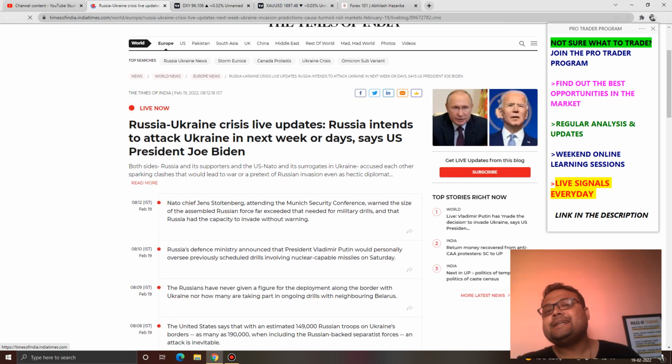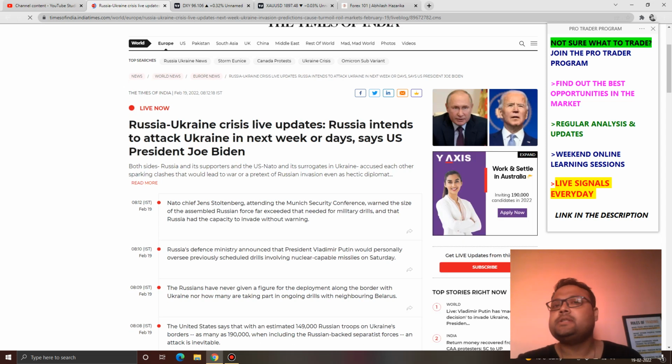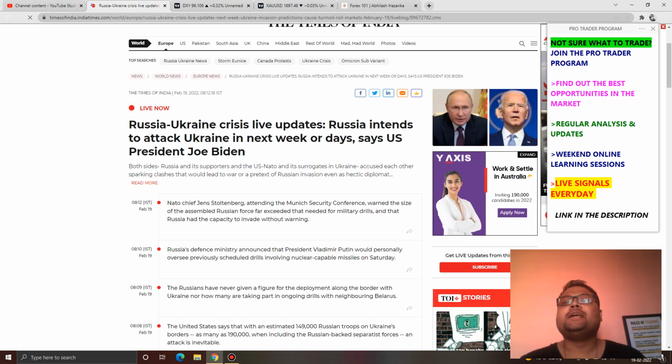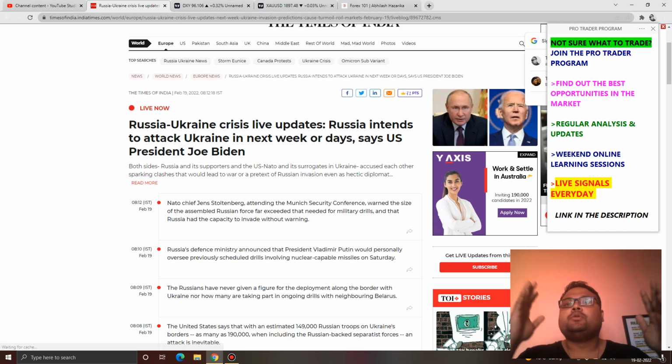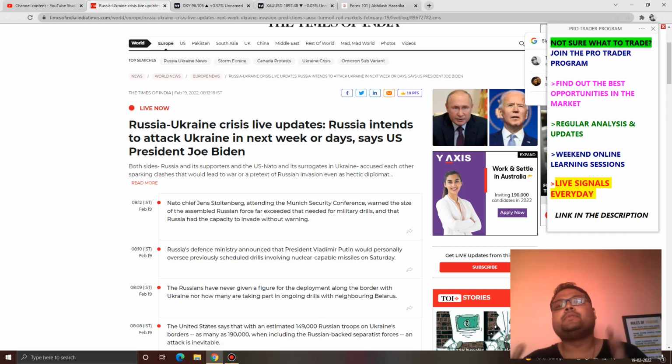In the morning, I found this: Russia intends to attack Ukraine in the next week or days, says US President Joe Biden. So the tension is not yet over. The tension is still there in the market. So if the tension continues, the possibility of gold going up still stays in the market as well.